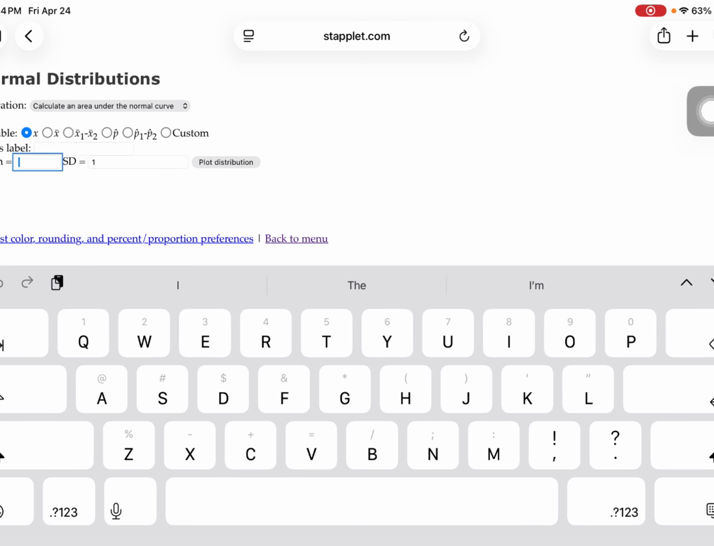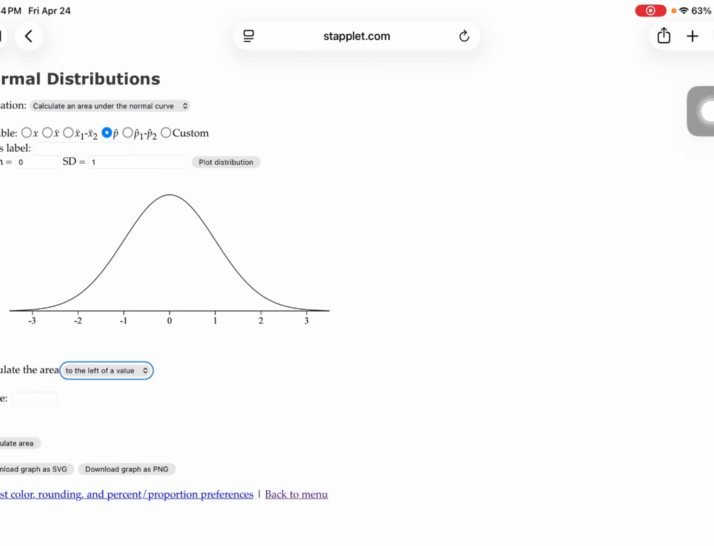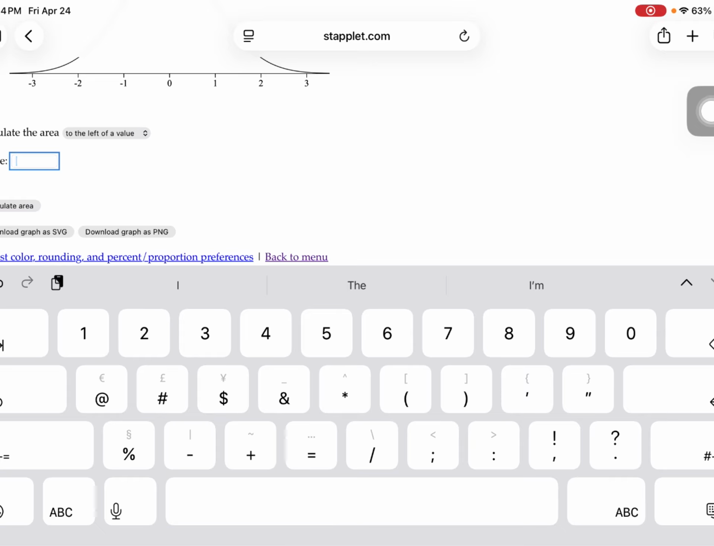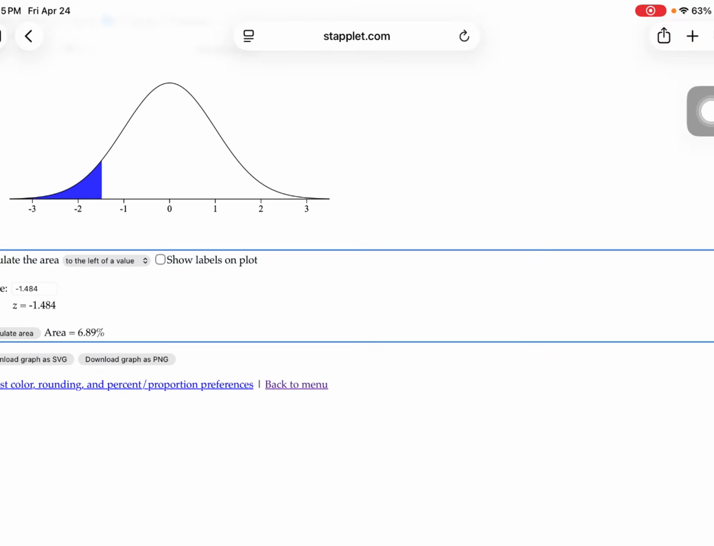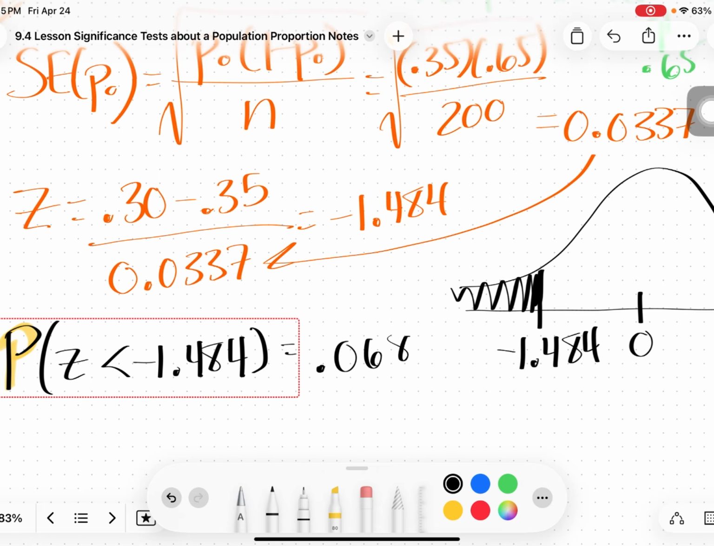We're going to tell it the mean is 0. We're going to tell it we want a value to the left, and then we're going to plug that z value in. Negative 1.484. And is it mad at me? No, it's not. My area is 6.89. That's a percentage, so I'm going to change that to a decimal and make it 0.0689. That is my probability.